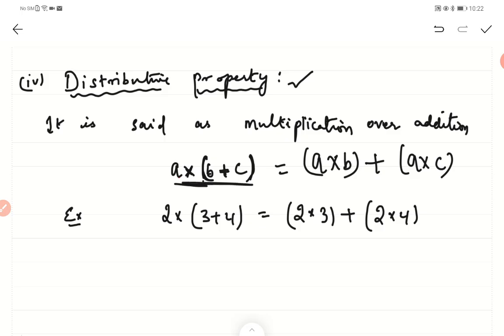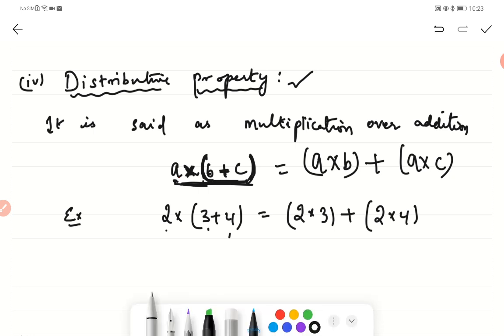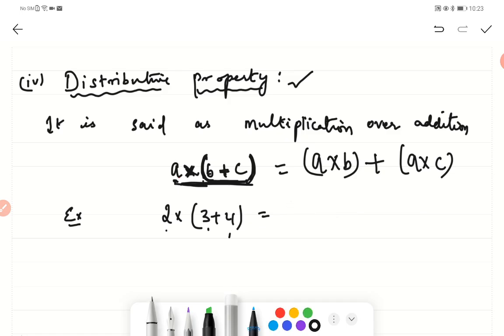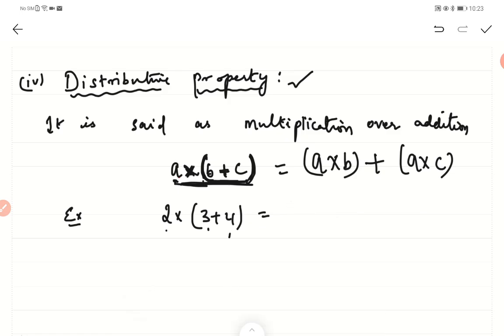This is the distributive property. What we are doing is distributing this number with multiplication into the bracket with the addition sign. Multiplication over addition. So in the example we have taken here, A is 2, B is 3 and C is 4. According to the distributive property, I can open this bracket and write.